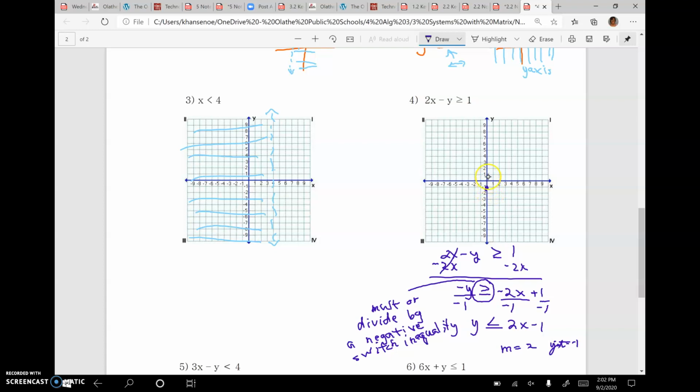I'm going to go up 2, over 1, up 2, over 1, up 2, over 1. It's going to be a solid line because I have the equal to. Y is less than, so if this is where I'm crossing the y-axis, where are all the y's less than negative 1? Negative 2, negative 3, negative 4, down here, which means this is the side I shade on.